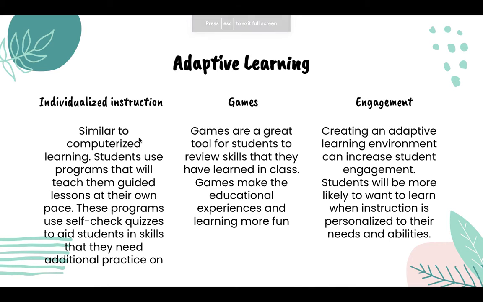Okay, next for adaptive learning, this is where we take that computerized learning and build off of it. So individualized instruction is very similar to computerized learning, where students use programs that will teach them guided lessons at their own pace. And these programs would use self-check quizzes, and then if students miss 3 or 4 questions and they're all related to that same skill or topic, then the program would take them back through whatever concepts they missed and have maybe a new lesson or new practice problems for them to gain mastery.